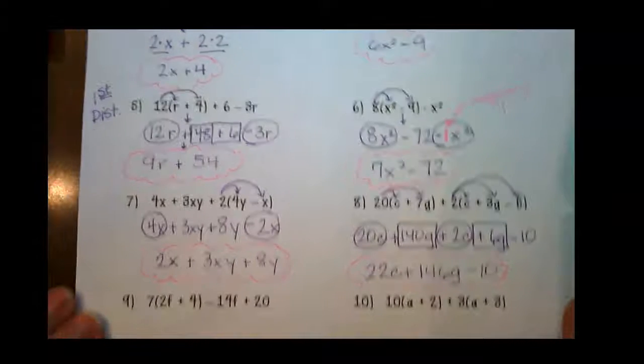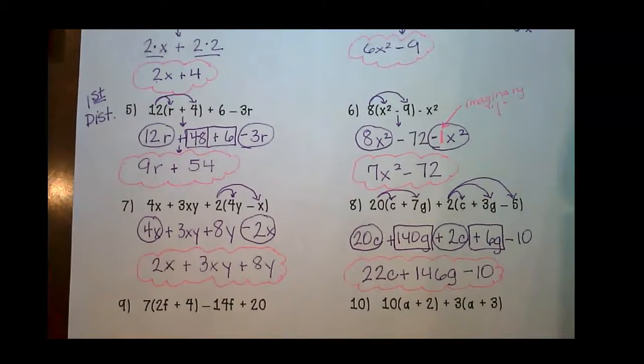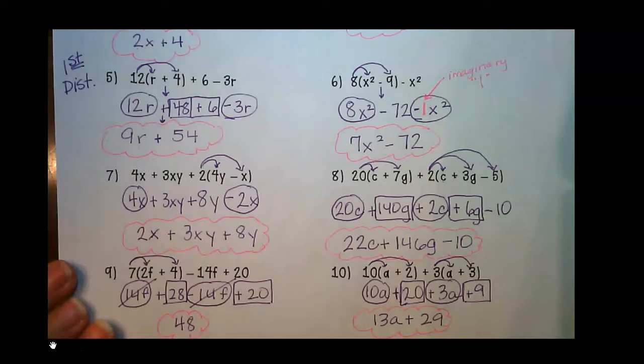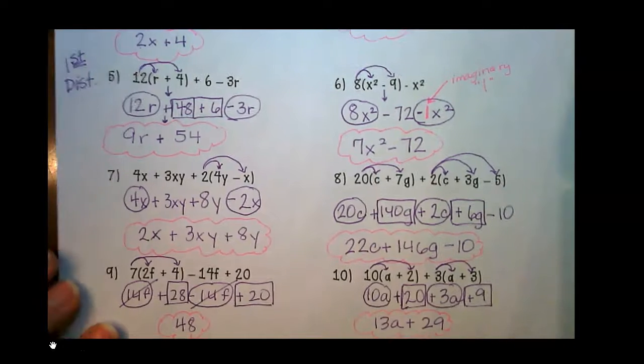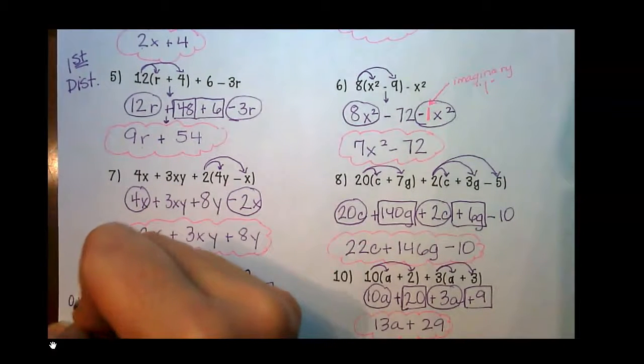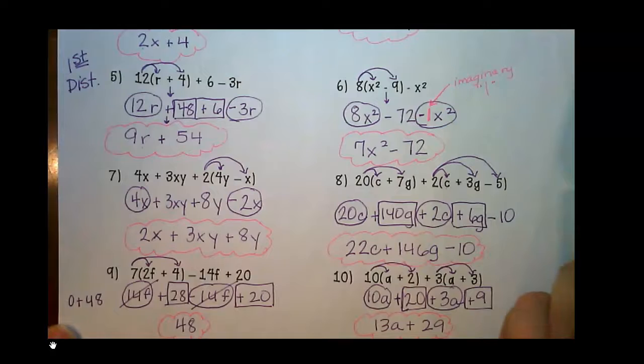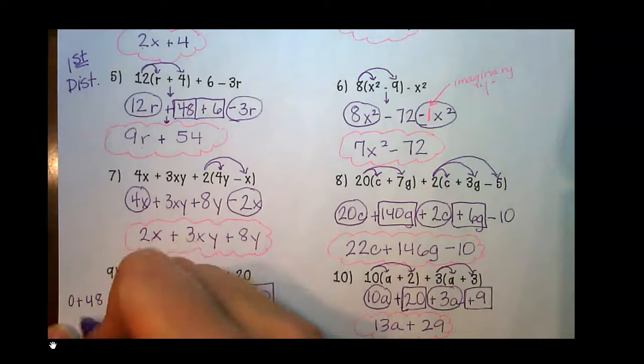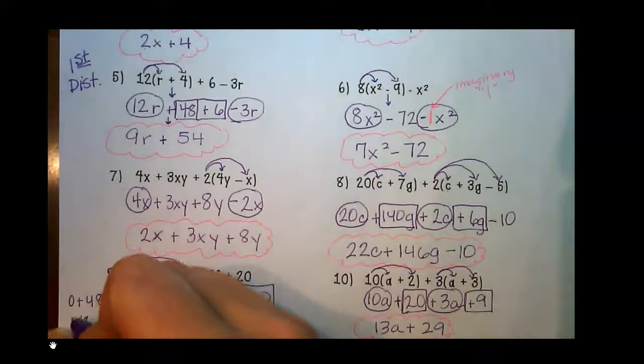All right, you should be getting pretty comfortable with these by now. So I want you to do the last 2 on your own. Pause the video and come back in a minute. Welcome back. For number 9, I hope you got 48. The most common mistake is saying that 14F minus 14F is a 0 and writing 0 plus 48 and stopping. You can go down from that. That is 2 terms. If you have 0 plus 48, that's 2 terms, and you can add those. 0 plus 48 is 48.